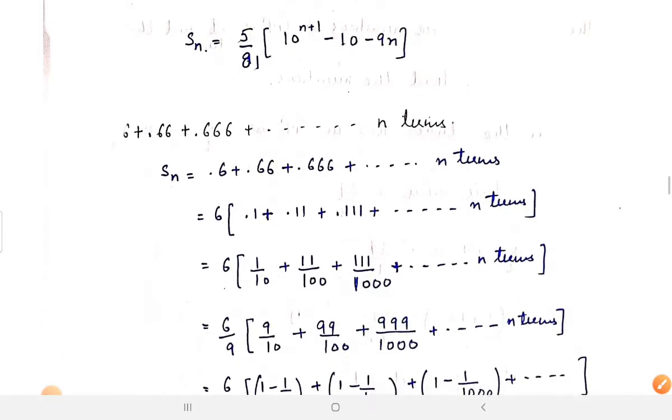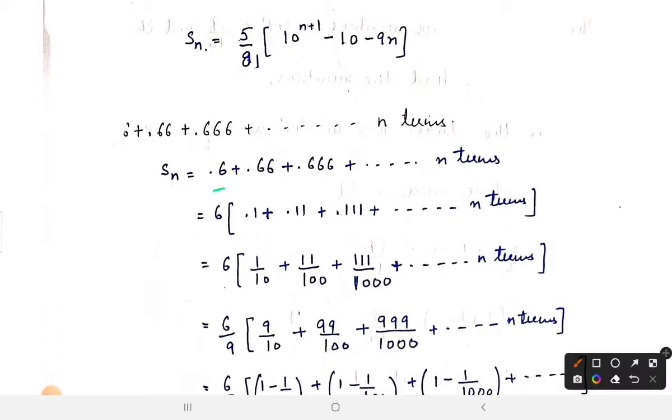Next question is 0.6, 0.66, 0.666 up to n terms. Again we want to make this a geometric progression. So take 6 common. It is 0.1, 0.11, 0.111 up to n terms. This is not in geometric progression. Clear? When you divide 0.11 by 0.1 and when you divide 0.111 by 0.11, you will not get the same common ratio. So let us make this a GP first.